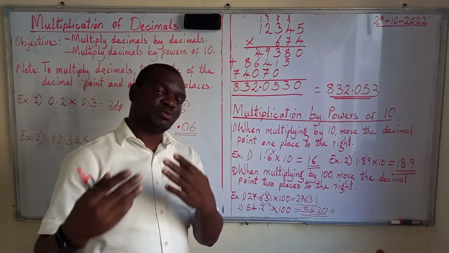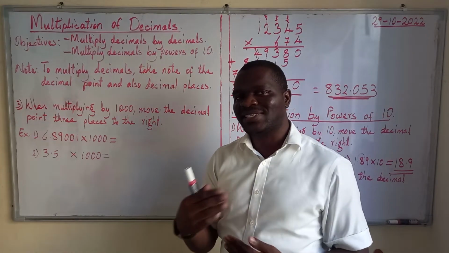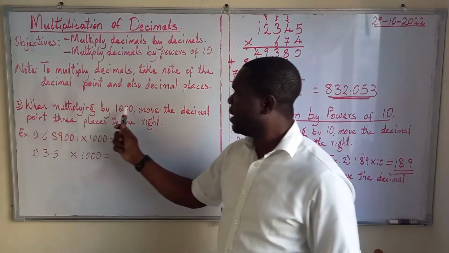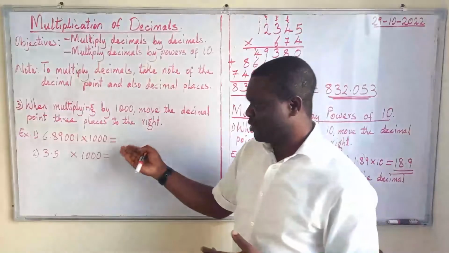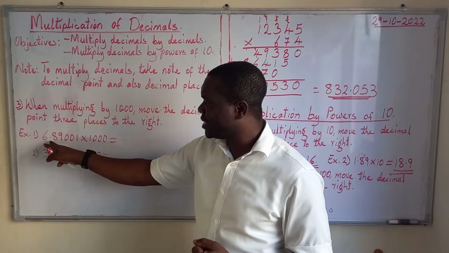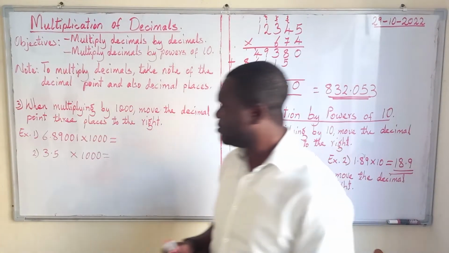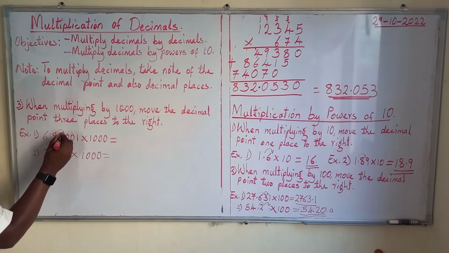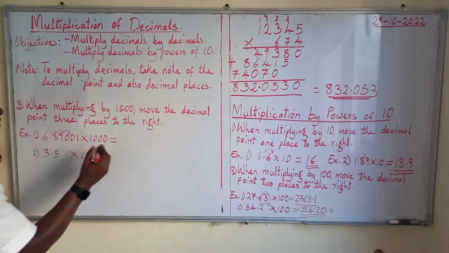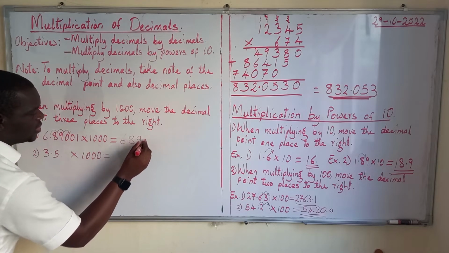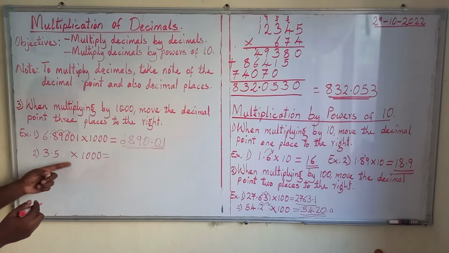We cannot leave it at this level. We should be able to multiply by 1,000. From our previous examples, you can already understand the trend. That is, when multiplying by 1,000, move the decimal point 3 places to the right. So in our first example here, it says 6.89001 times 1,000. Here we are going to move the decimal point to the right. 1, 2, 3. So the decimal point will relocate between 0 and 0. And our answer will be 6,890.01.